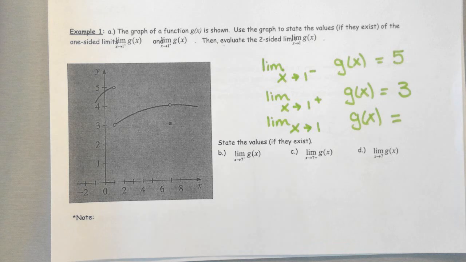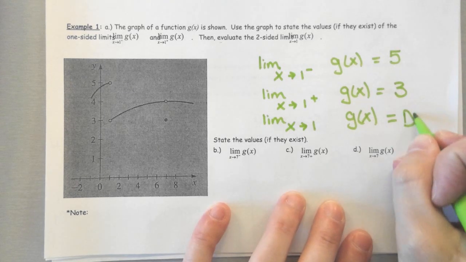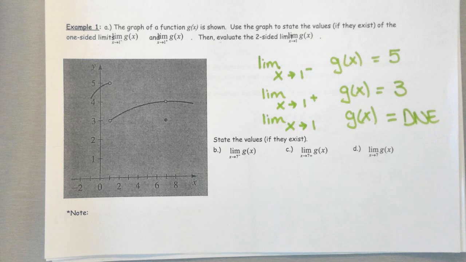But overall, what would we say our limit is if it asks for the general limit? Are they going to the same spot? No. So the limit does not exist. So if we're looking at left-hand limit, it's 5. Right-hand limit is 3. Overall limit, not a thing.